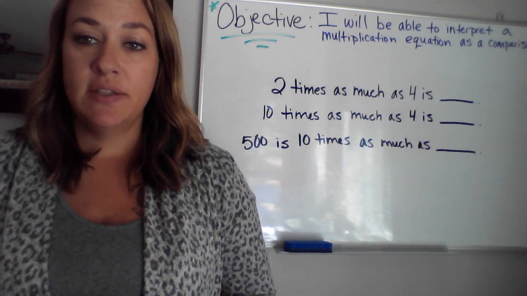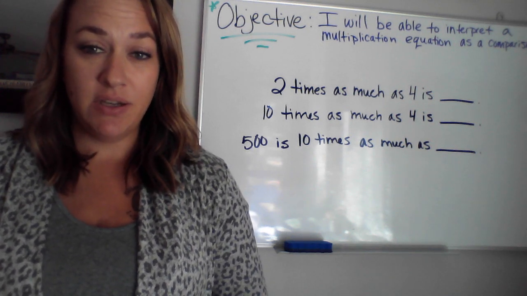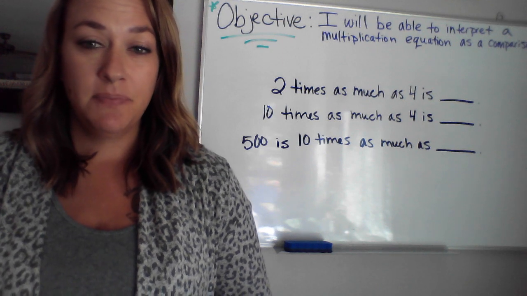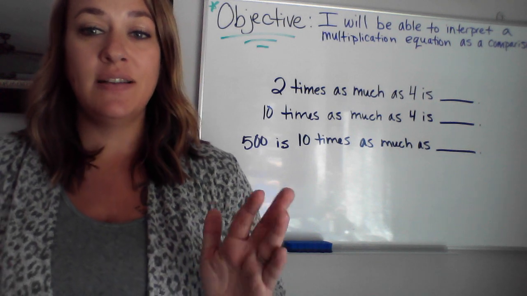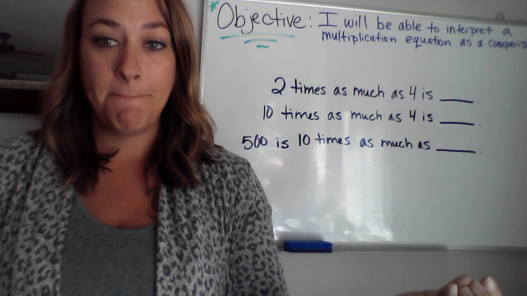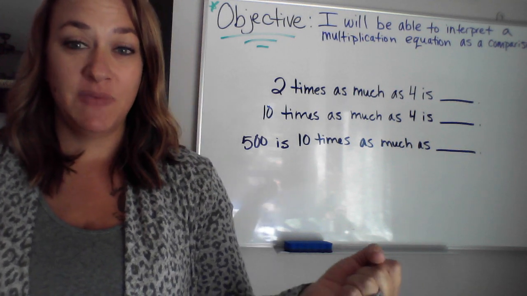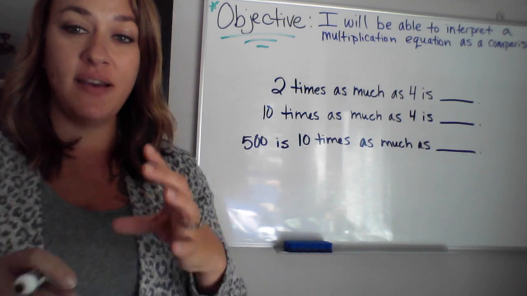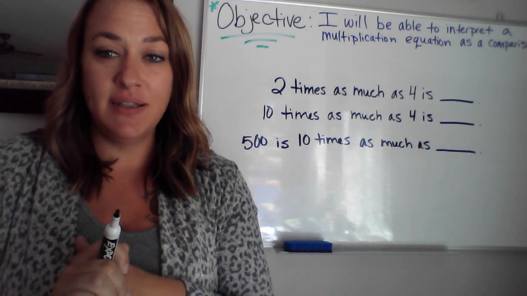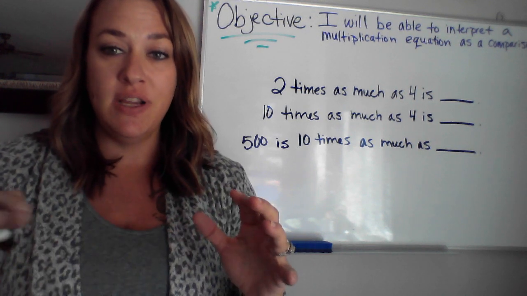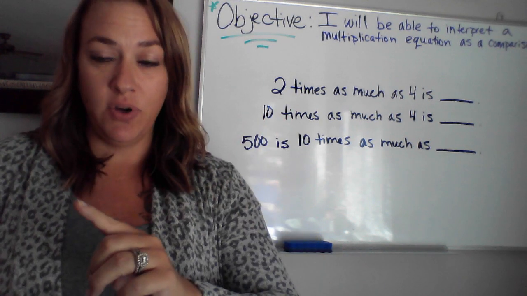2 times as much as 4 is, 10 times as much as 4 is, and then the last one's slightly different. So 500 is 10 times as much as. You guys got them? So this is that vocabulary that we're going to want to make sure we really keep in the back of our head, because it's going to connect to a lot of what we're doing in the next couple lessons.